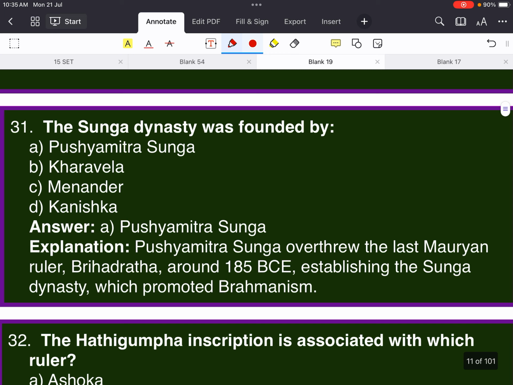Question number 31. The Sunga dynasty was founded by Pushpamitra Sunga. Option A. Pushpamitra Sunga overthrew the last Mauryan ruler, that is Brihadratha, around 185 BC, establishing the Sunga dynasty which promoted Brahmanism.